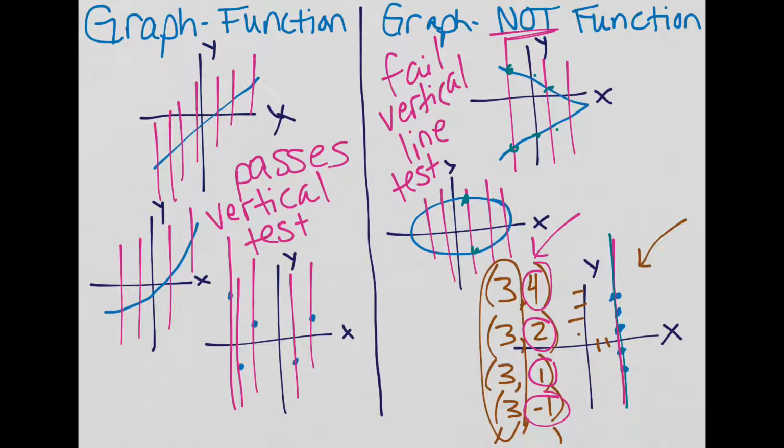You draw a vertical line and you see if it goes through the graph more than once. If it goes through the function more than once, that's how you can tell on a graph quickly. So, we love to decide if a graph is a function because boom, draw vertical lines on there, check it out. So great.